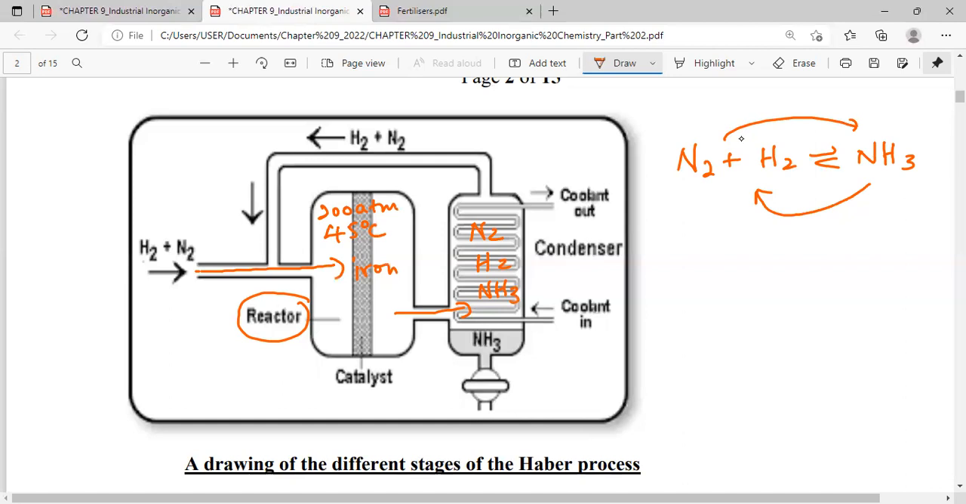So now you have a mixture of nitrogen, hydrogen, and ammonia. All these are gases. How do we separate the gases? That is where the condenser will help. This is the condenser, as you can see here. Condense means, okay, tell me, what is condense? Condensation, what does it mean?